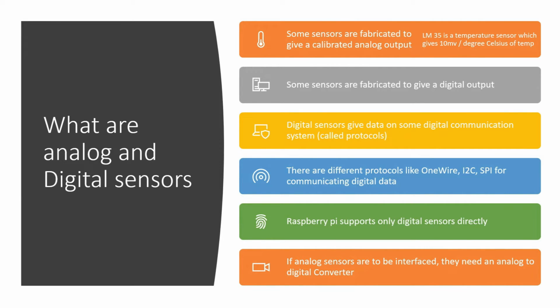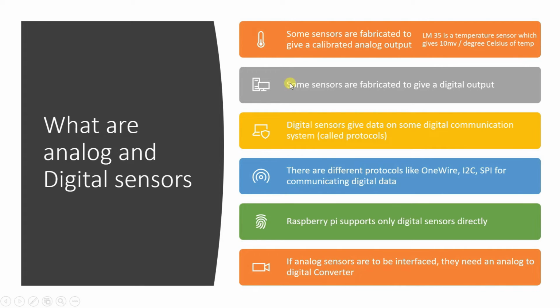What I mean by calibrated analog output is that at the time of manufacturing the sensor itself, the outputs of the sensor are calibrated to the physical parameter that it is sensing. To give you an example, LM35 is a very common temperature sensor which gives analog output. The analog output it gives is 10 millivolt per degree Celsius of temperature. So for example, if right now the room temperature is 25 degrees Celsius, the LM35 will give 25 multiplied by 10, which means 250 millivolts as output. So this is a kind of sensor which we call an analog sensor.